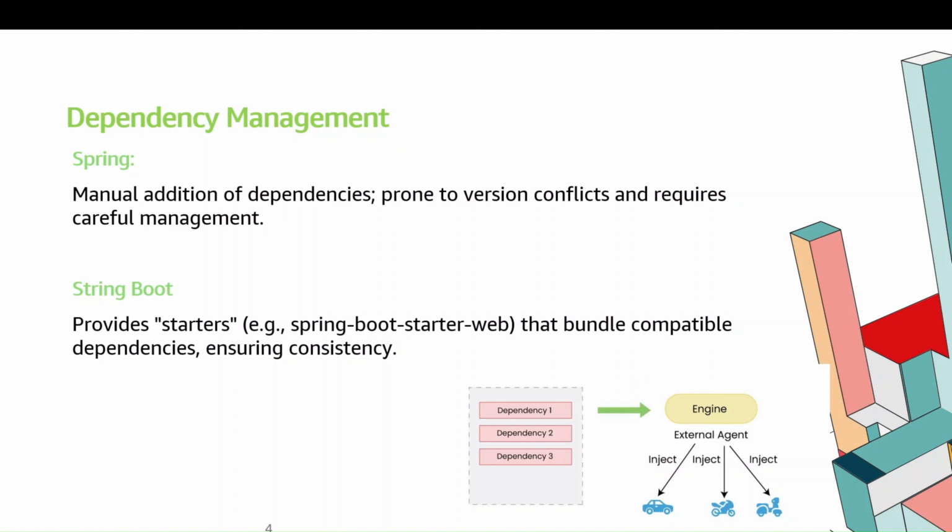Now look at the dependency management. In Spring, you need to manually add jars and you need to specify the versions. So when you add more jars, make sure that each jar is compatible with the other versions. So you need to manage that manually.